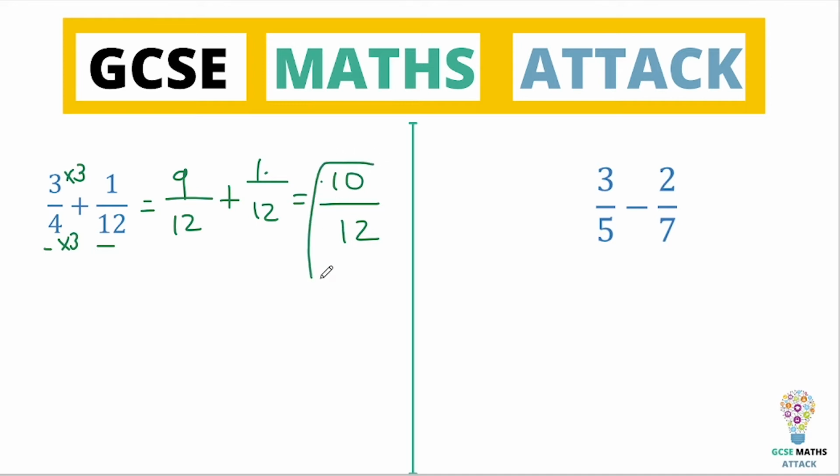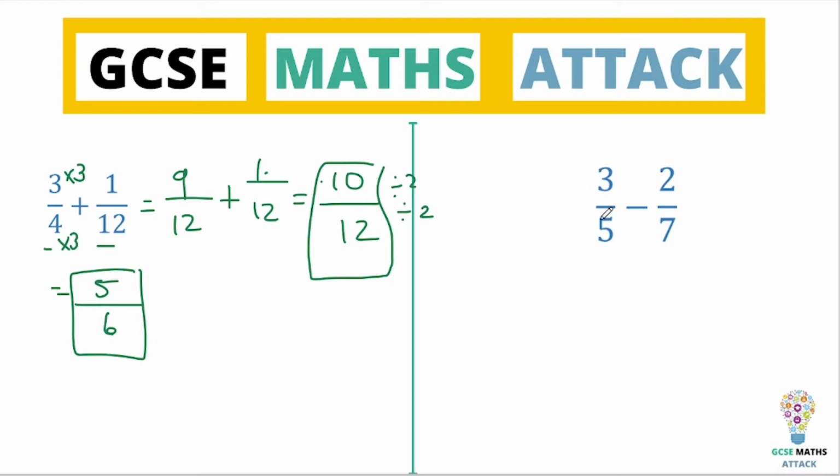Now if I look at 10 over 12, I know that this can be simplified further. So you can divide the top by 2 and the bottom by 2. So 10 divided by 2 is 5, 12 divided by 2 is 6. Now I know that this is the simplest form because 5 and 6 I don't see in any other times table.